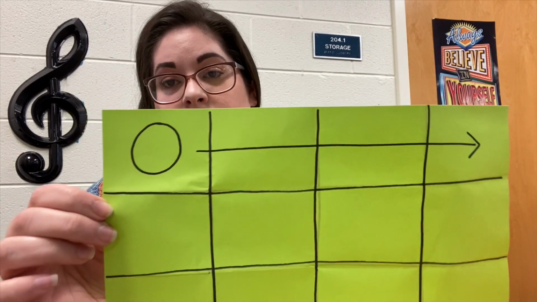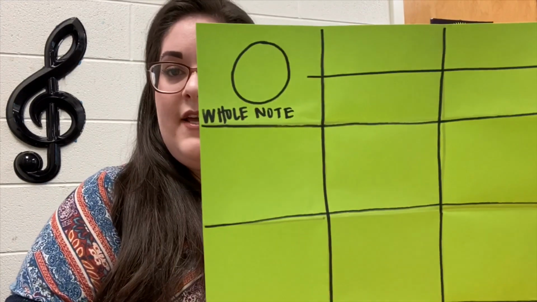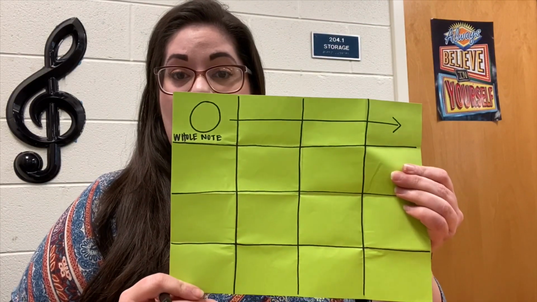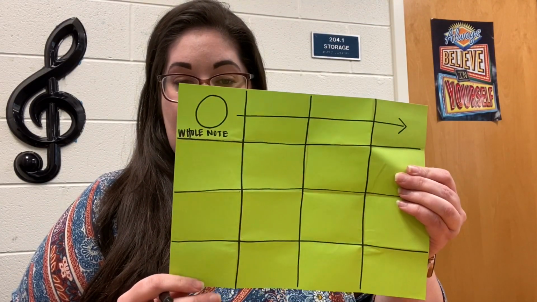So you're going to take your writing utensil and you are going to draw an arrow through all of those boxes just like that. Now, when you're done drawing your whole note, I want you to write the name of it underneath it. So with your marker or pencil, I want you to write whole note underneath the note so you can see exactly what kind of note it is, okay?